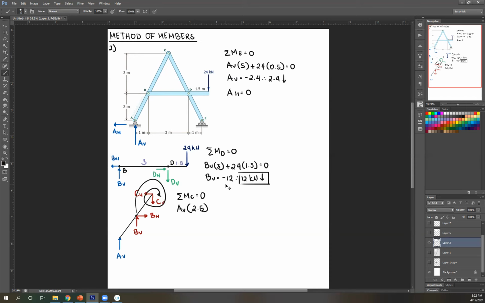Next, BV. Rotate it about C. Once again, that's clockwise, therefore positive. BV, perpendicular distance. Look here again. This is your B. This is your BV. This is the perpendicular distance. And what is that? It's half of 3. So that's 1.5.